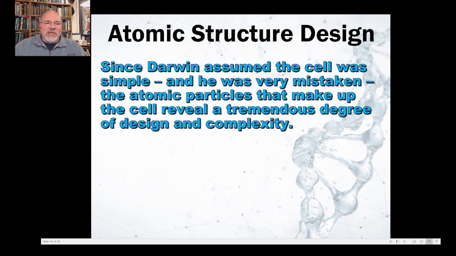Since Darwin assumed the cell was simple, and he was very mistaken, as we saw, the atomic particles that make up the cell reveal a tremendous degree of design and complexity. So you're talking about the periodic table, the basic elements.